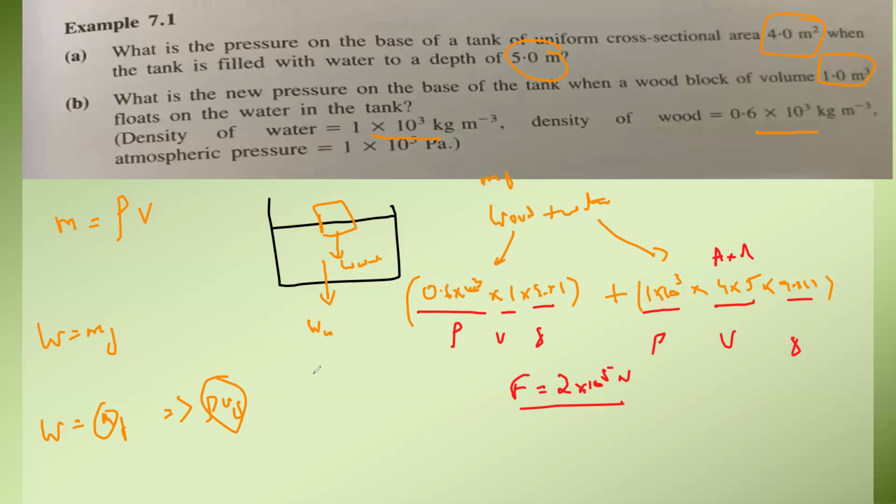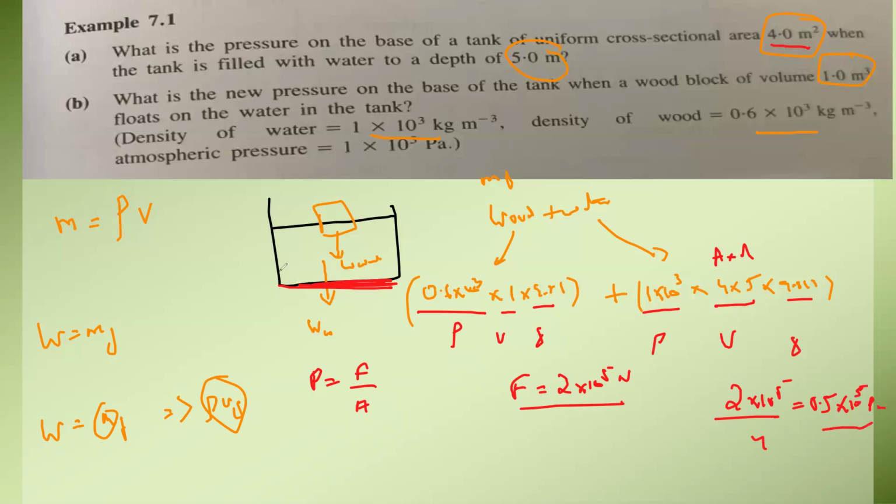Okay. Next, we need the pressure. To get the pressure, pressure is force over area. So force divided by area. Because we are calculating the new pressure on the base, what is the area of the base? The cross-sectional area is 4 meters square. So it will be 2 into 10 power 5 divided by 4, which is equal to 0.5 into 10 power 5 Pascal.